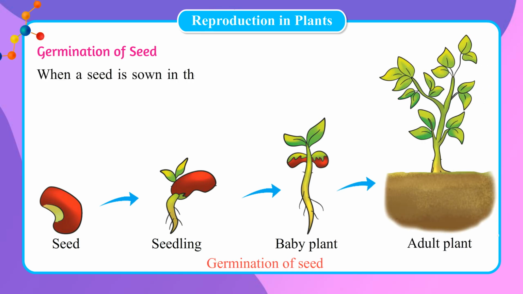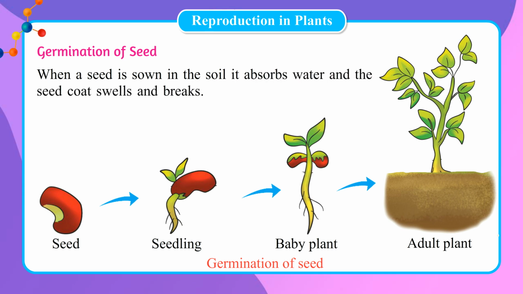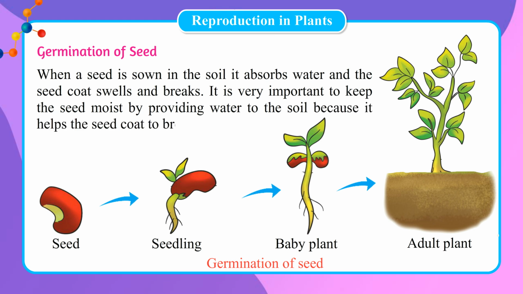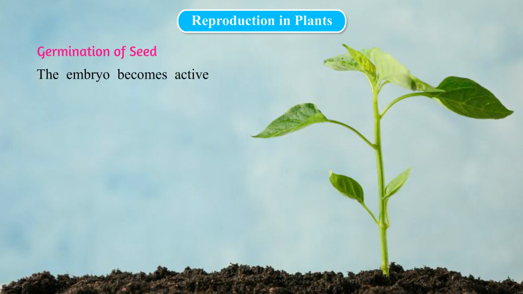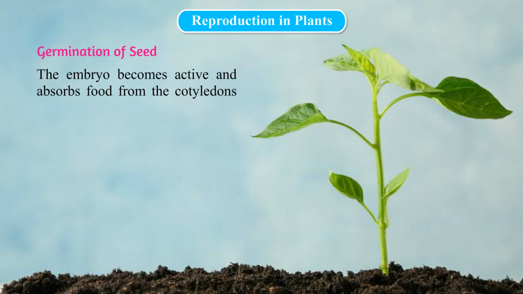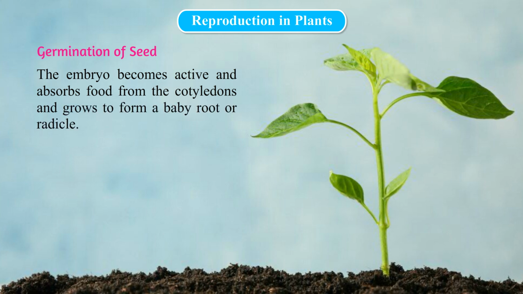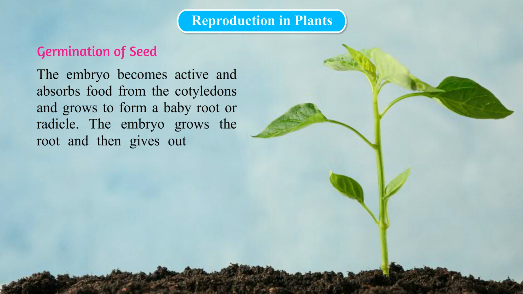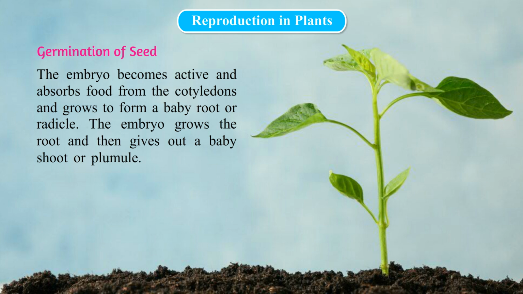When a seed is sown in the soil, it absorbs water and the seed coat swells and breaks. It is very important to keep the seed moist by providing water to the soil because it helps the seed coat to break easily and quickly. The embryo becomes active and absorbs food from the cotyledons and grows to form a baby root or radicle. The embryo grows the root and then gives out a baby shoot or plumule.